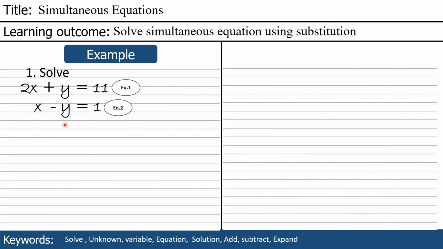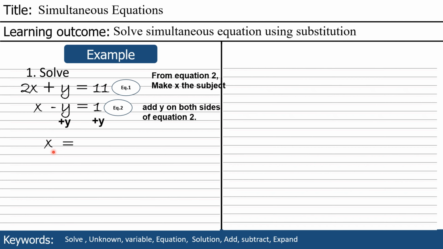So on the left hand side of the equation, we add y. And on the right hand side of the equation, we add y. Now x equals 1 add y. And we will call this equation 3. Now we will replace x with 1 add y in equation 1.